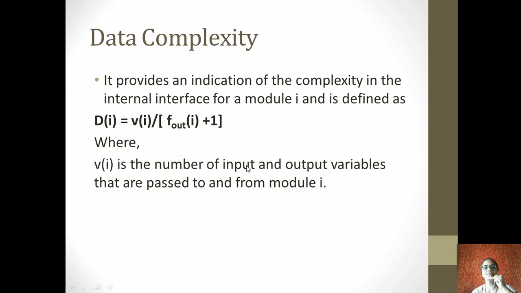The addition of the input variables that it requires to calculate and the output variables which it returns are added together to form the value of V(i). So V(i) is divided by fout(i) plus 1. Fout(i) means the fan out of module i; fan out is basically the number of output values of the module i.